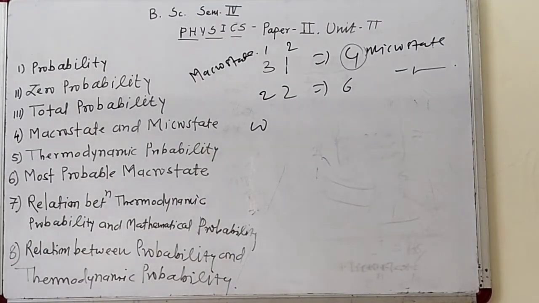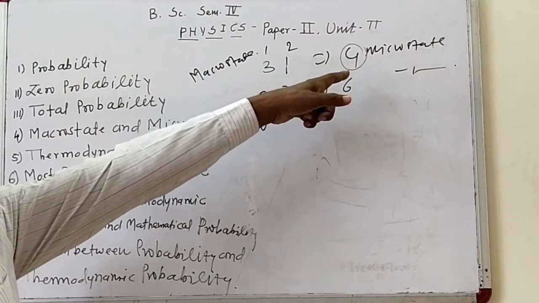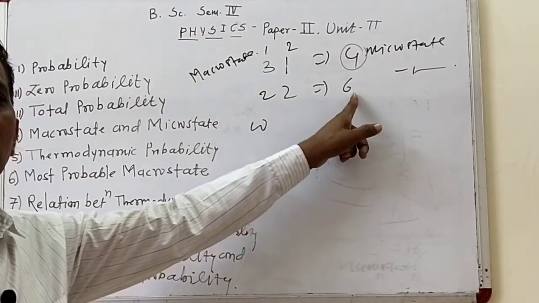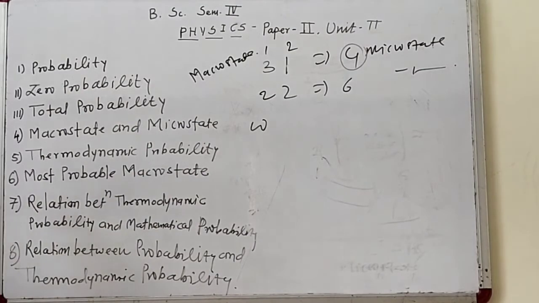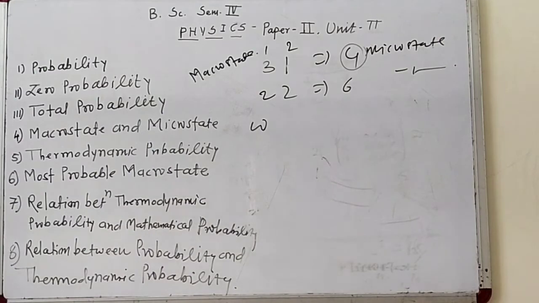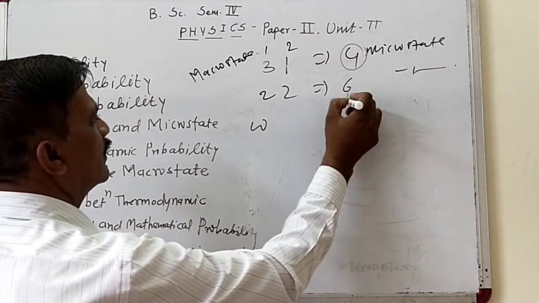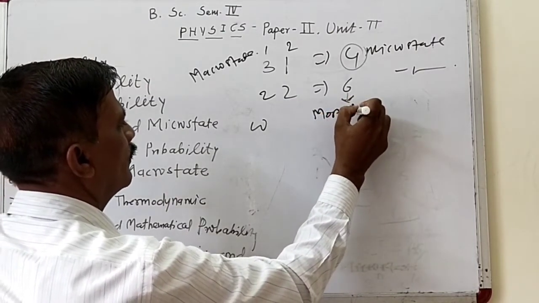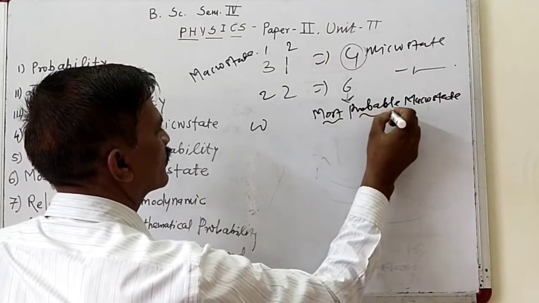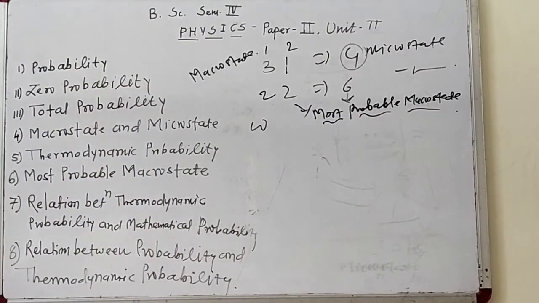Here observe, 3-1 is a macrostate. It has 4 microstates. 2-2 is a macrostate. It has 6 microstates. That means what is the most probable macrostate? The macrostate which has the maximum number of microstates of the system. Here observe, 4 microstates and 6 microstates. Therefore, this is called the most probable macrostate. The 2-2 macrostate is the most probable macrostate.